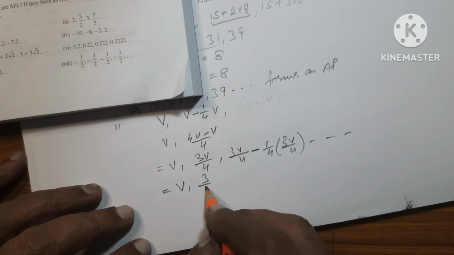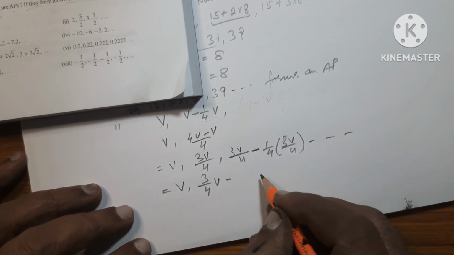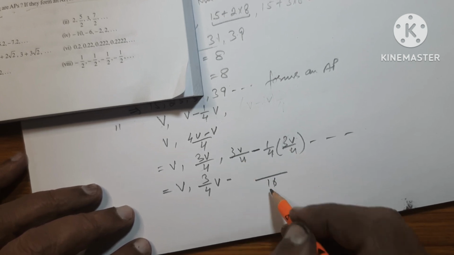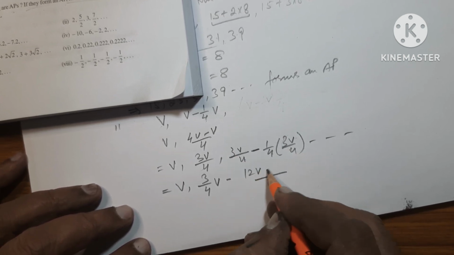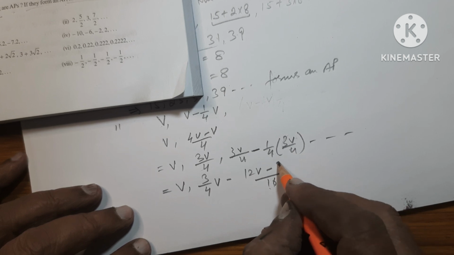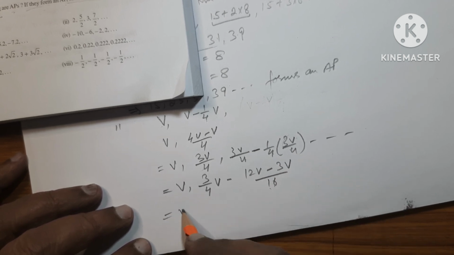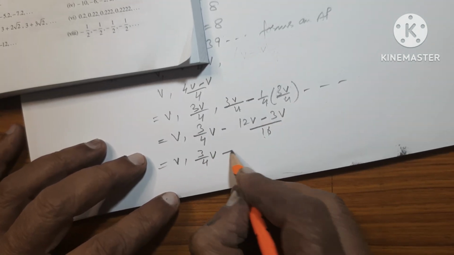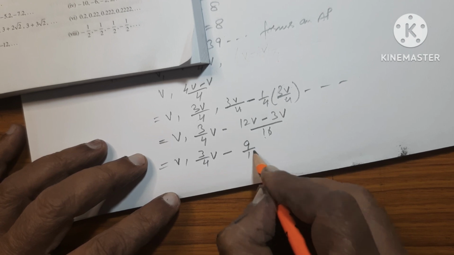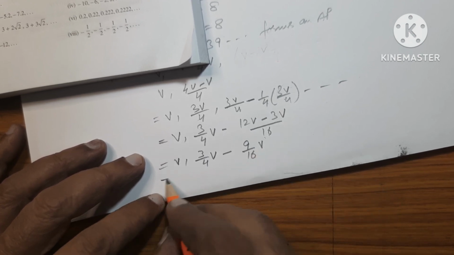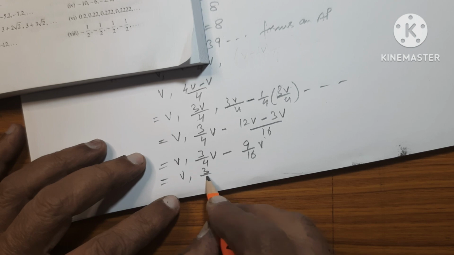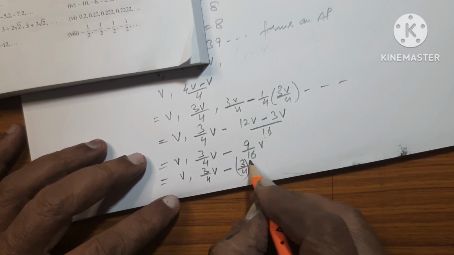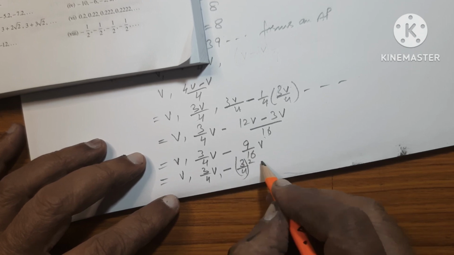So it will be 3/4 V minus, LCM is 16, so 12V minus 3V. This will be 3/4 V minus 9/16 V. Or you can write 3/4 V minus 3/4 square V.